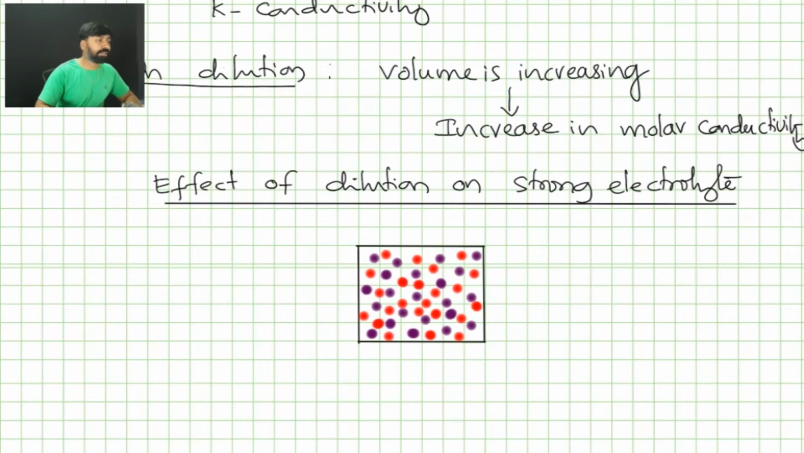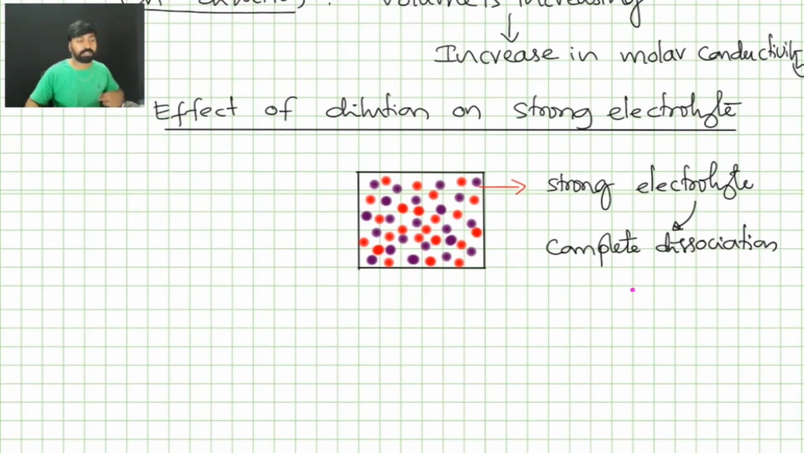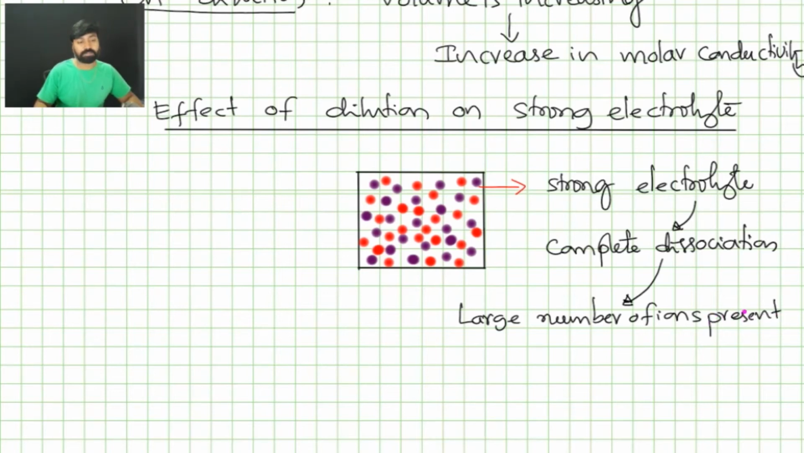So as these are very strong electrolytes, they are completely dissociated. We know that with complete dissociation, the number of ions in a solution is more. Complete dissociation means a large number of ions are produced.